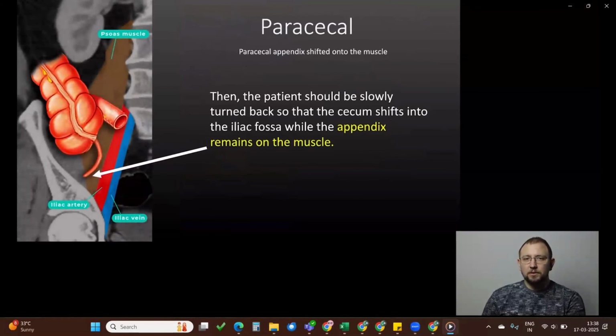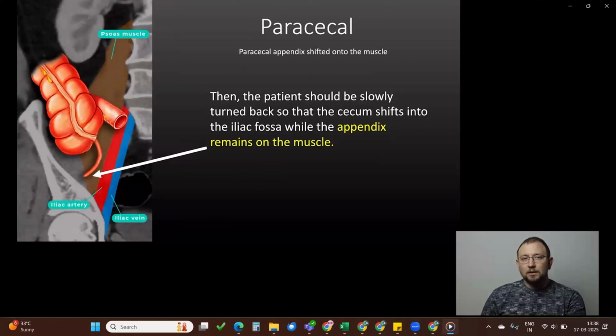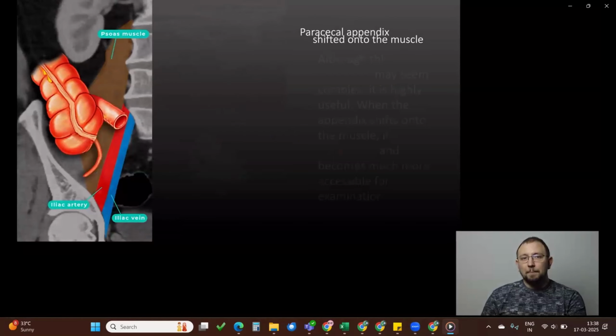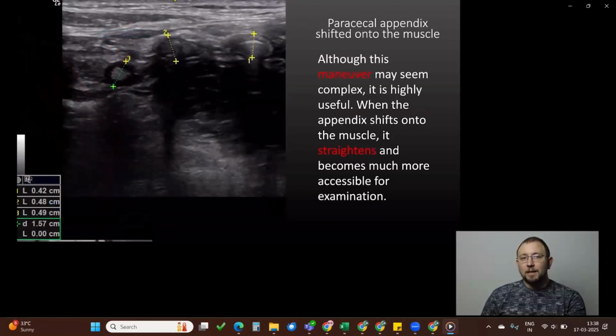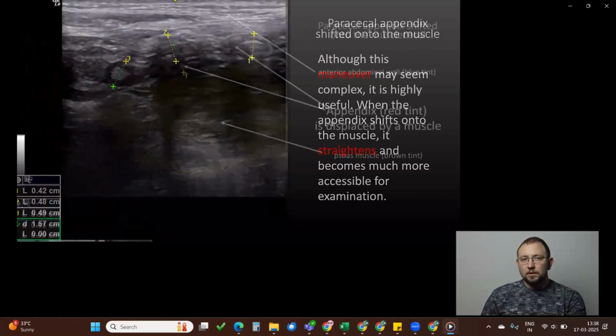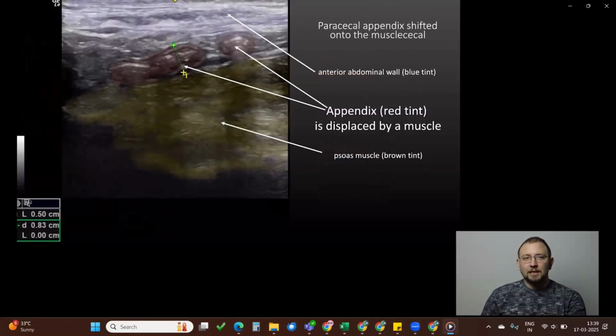This can be achieved by turning the patient onto the left side, allowing the cecum to move onto the muscles. Then the patient should be slowly turned back so that the cecum shifts into the iliac fossa while the appendix remains on the muscle. Although this maneuver may seem complex, it's highly useful. When the appendix shifts onto the muscle, it strengthens and becomes much more accessible for examination.